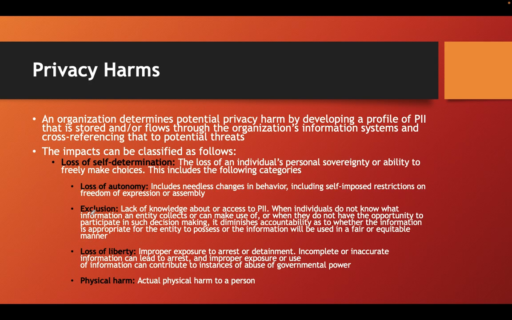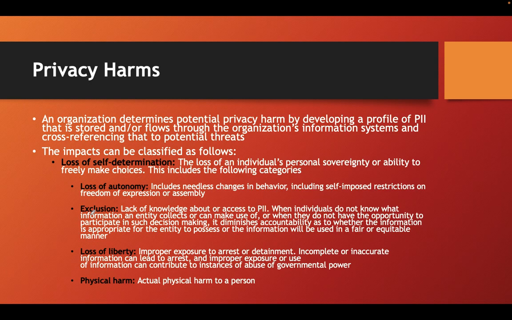Then under the loss of self-determination, we have this subsection, like loss of autonomy. They may lose their autonomy, which may result in changes in their behavior, including self-imposed restrictions of freedom of expression and assembly. Then exclusion: the people will lack knowledge about or access to personal and verifiable information. They will exclude themselves, they will go into isolation, and so on and so forth.